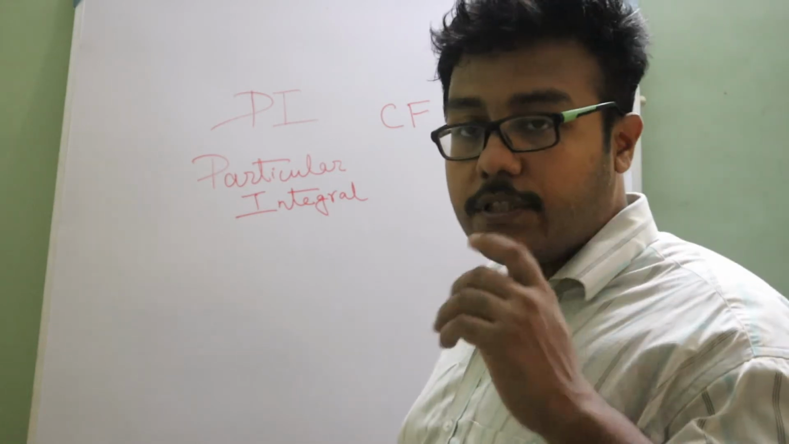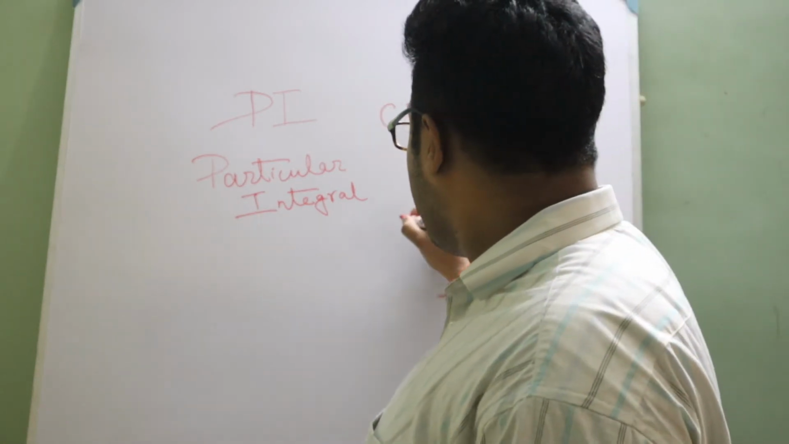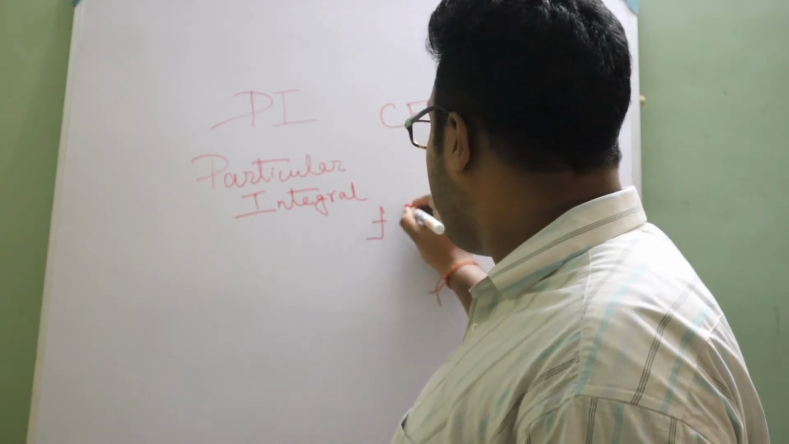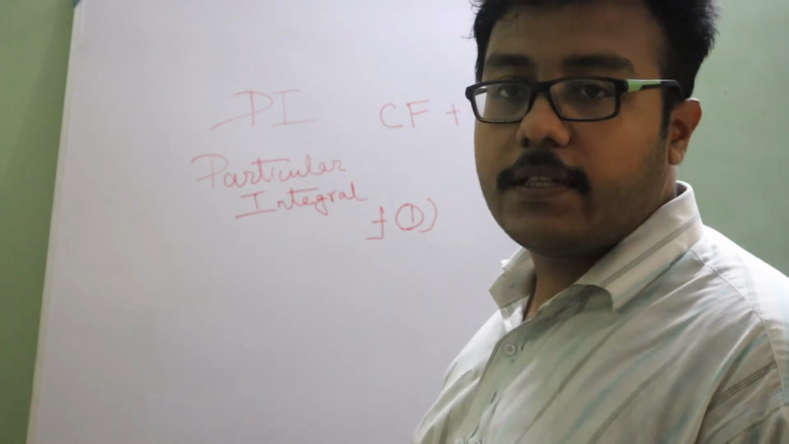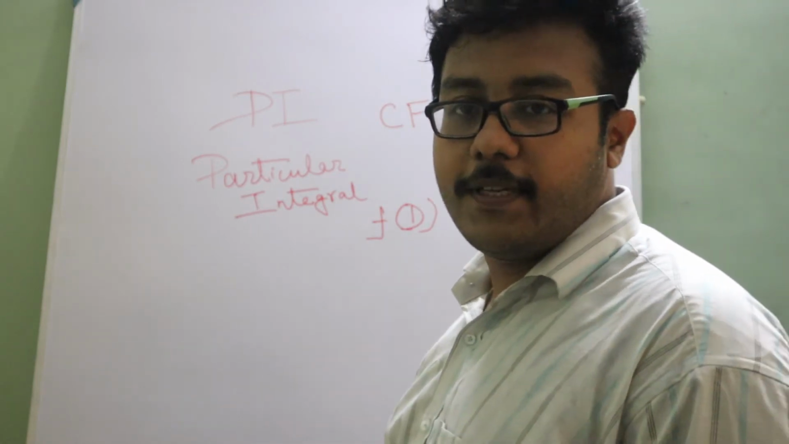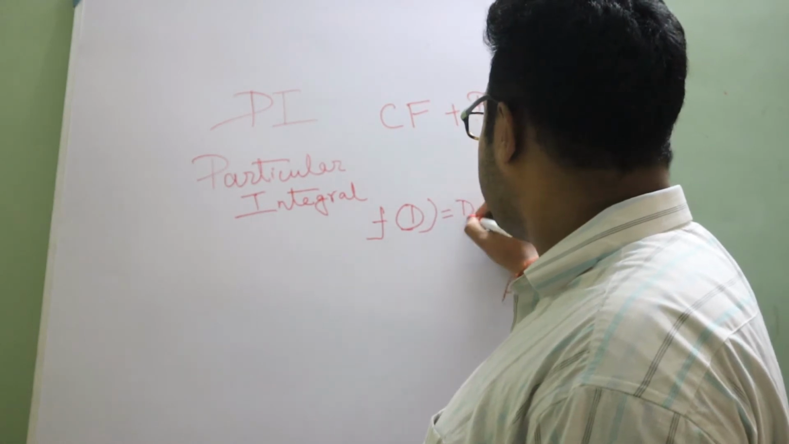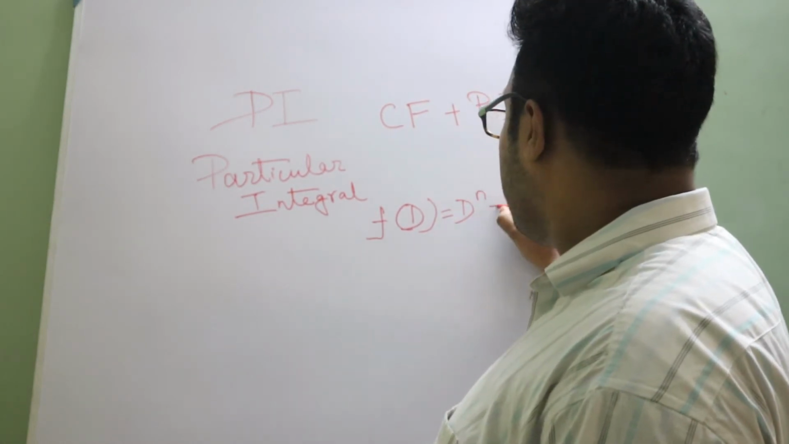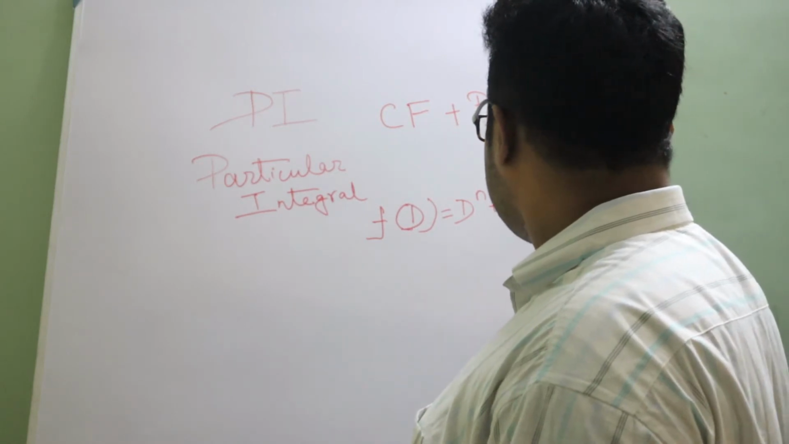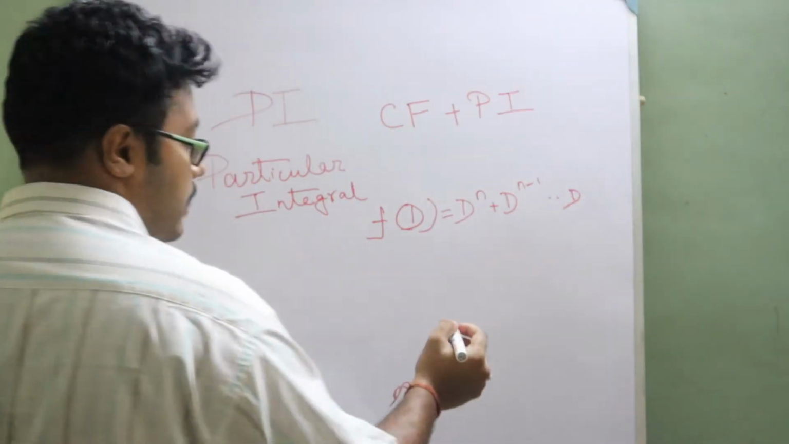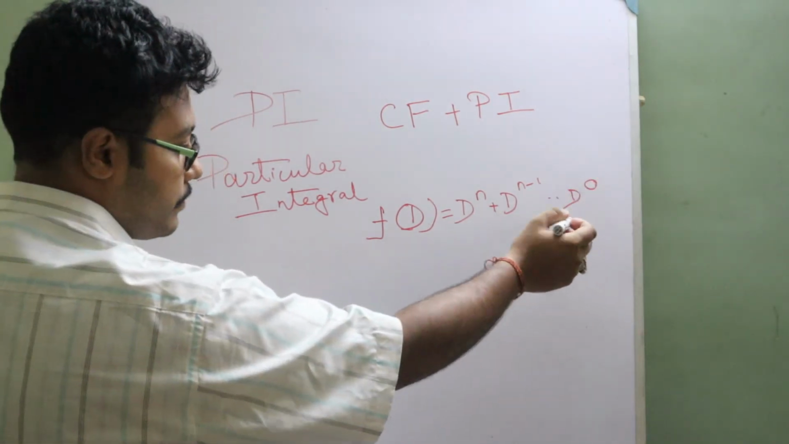Now I will first show you some basic working rules. Say we have f of D. This is a function of D, and FD doesn't mean fixed deposit here. If f of D is D to the power n plus D to the power n minus 1, up to D to the power 0 into c, this is the function.